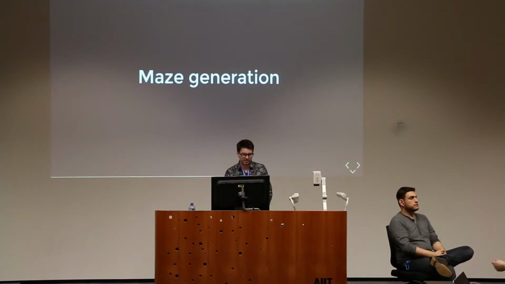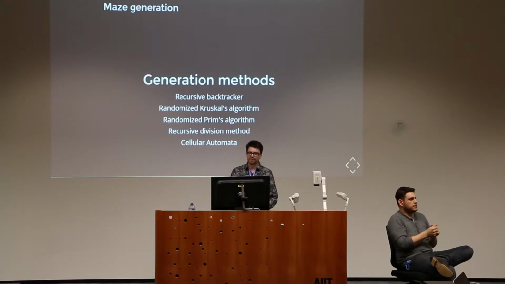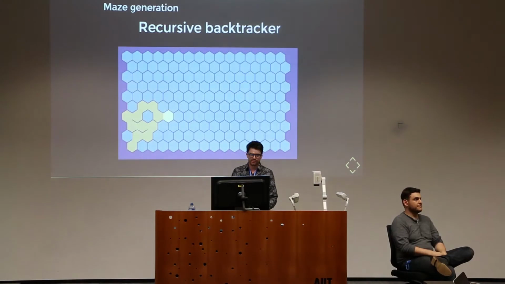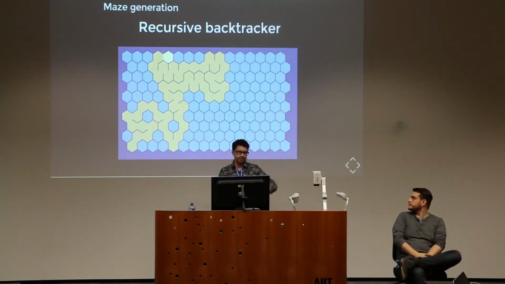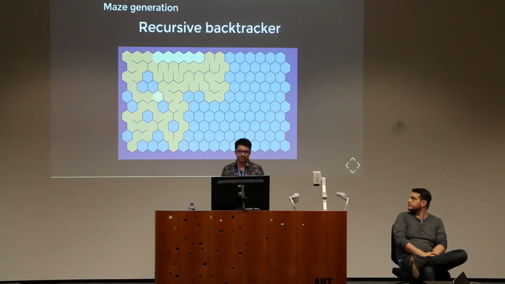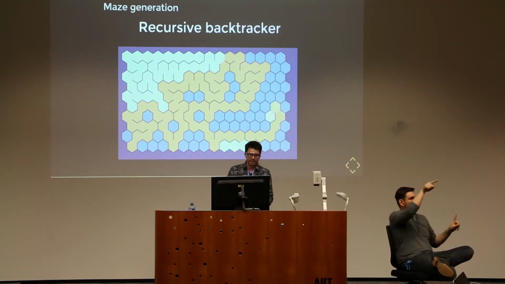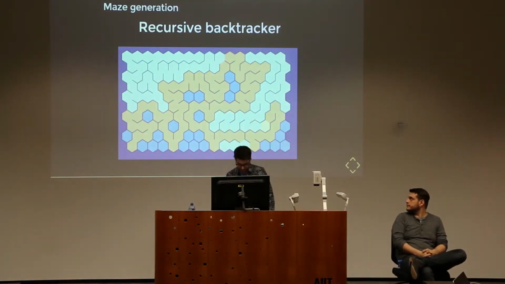So maze generation. Commonly seen in puzzle games, roguelikes, and dungeon crawlers. There's a whole bunch of different methods for generating mazes, and some of them just look kind of cool. This is the recursive backtracker. Essentially, you start at your starting point and start picking random directions through your grid. In this case, it's a hexagonal grid. If it gets trapped at a dead end, it backtracks until it's got an open space again, and then goes back out and continues. And it does this essentially until the entire thing is filled, and you've essentially got a maze.